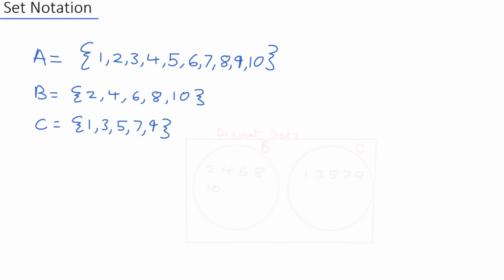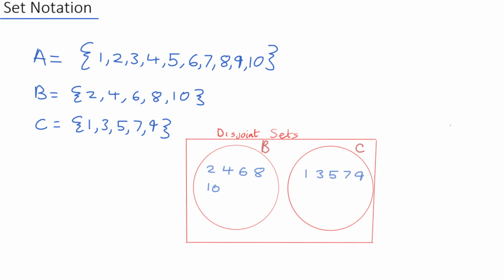Okay, let's have a look at the Venn diagram for this. Here we can see the sets B and C. The set B contains the elements 2, 4, 6, 8 and 10. And the set C contains 1, 3, 5, 7 and 9. They have no elements in common. They are disjoint sets.